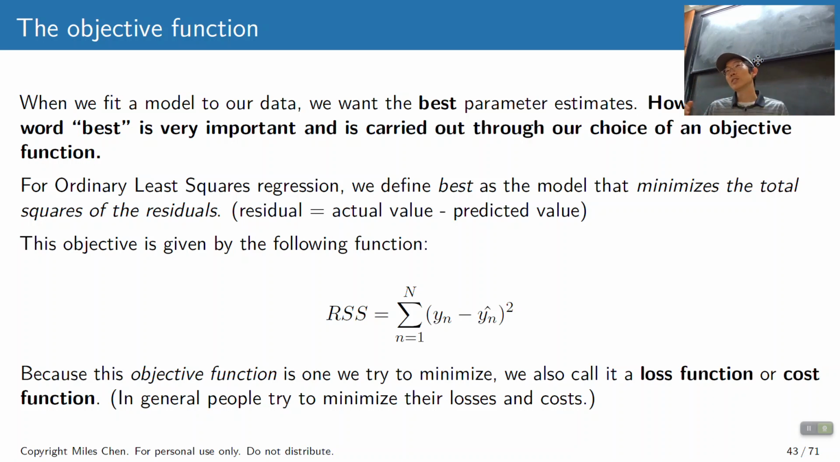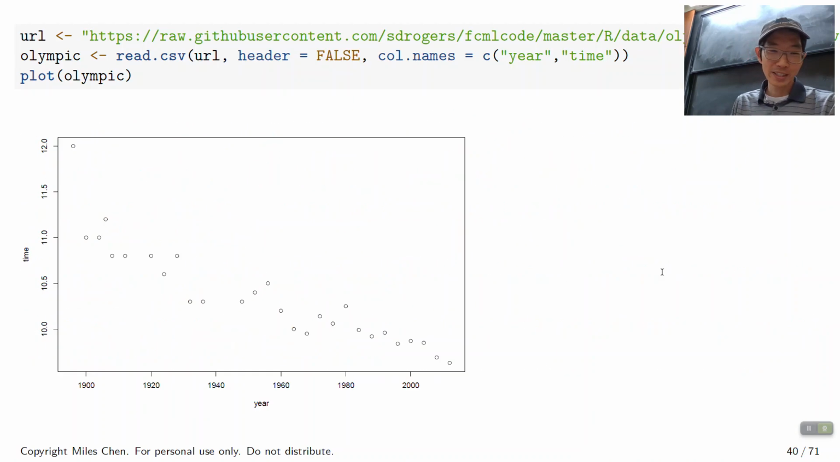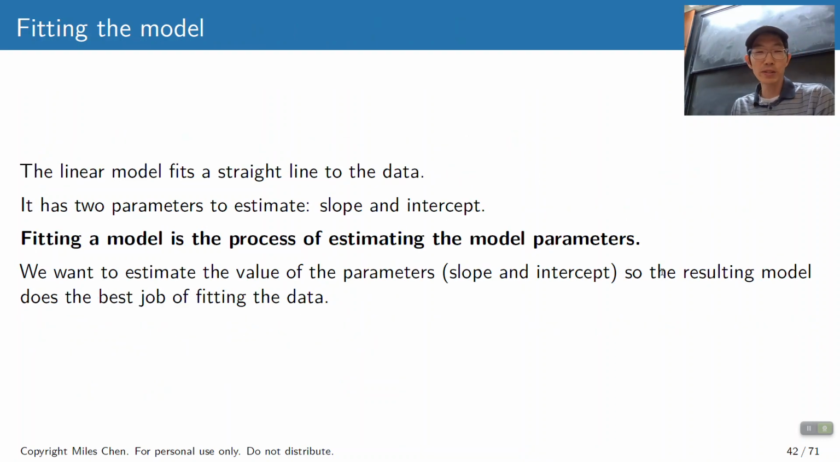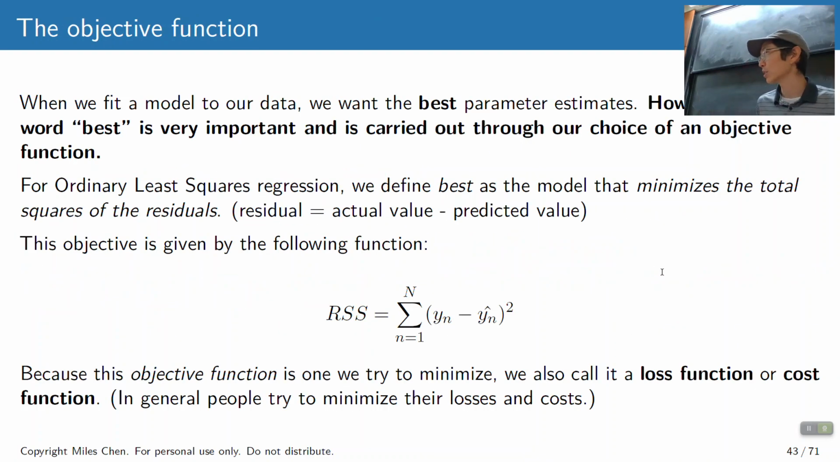So if in 1920 we predicted 10.5 seconds, and the true time was 10.7 seconds, we have a residual of 0.2. The total sum of squares is basically: the actual value is y_n, and our predicted value for the nth observation is y hat n. We take that difference, we square it, and then we sum it up. This is the residual sum of squares, the sum of squared residuals, your RSS.